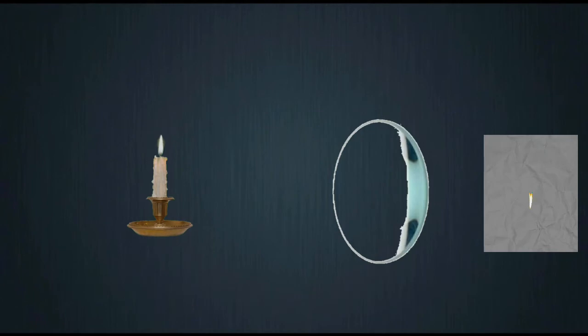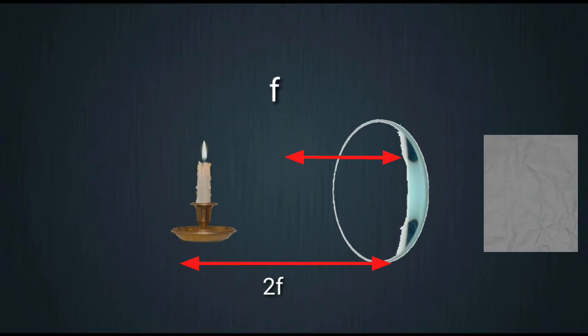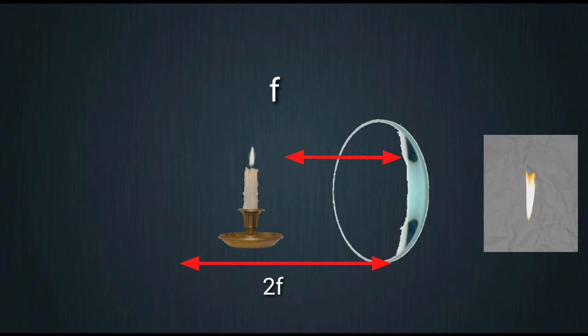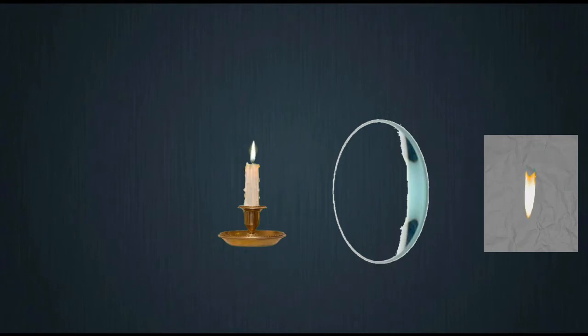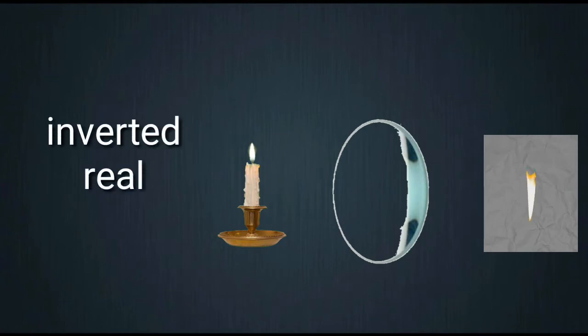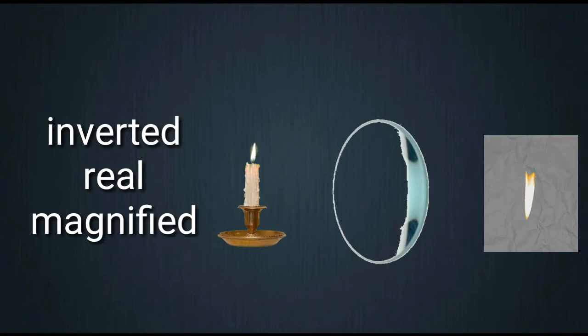Now we bring this candle between the focal length and the double focal length. Now we can see that this image is inverted, but the size has increased and it is magnified. If you compare the actual flame and the flame which appeared on the screen, you will find that the flame on the screen is much bigger than the actual flame. That means it is magnified now, but the image is inverted and it is also a real image.